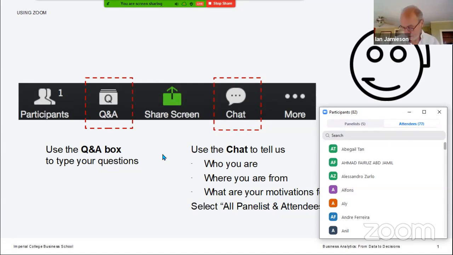So I think we should get going then. So welcome everybody to the Imperial College Business Analytics course, Data to Decisions. Again, I'm Ian Jameson, one of the learning facilitators. Sergi Fogelson will be introducing himself in a moment, the other learning facilitator, and Adriana will also be doing a portion of this introduction as well towards the end.